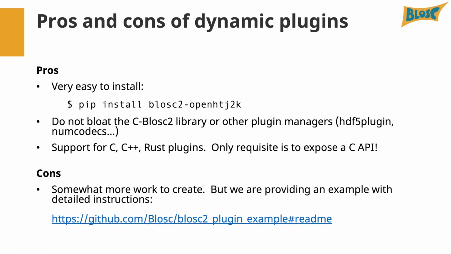So some pros and cons for dynamic plugins. The pros are that they are very easy to install. Just do pip install and the plugin that you are interested in. One advantage also is that we are not bloating the Blosc2 library with other plugins or other plugin managers like HDF5 plugins or new codecs or whatever. And this gives support not only for C, but also for C++, Rust plugins, whatever. The only requisite is that the plugin has to expose this C API for calling the primitives.